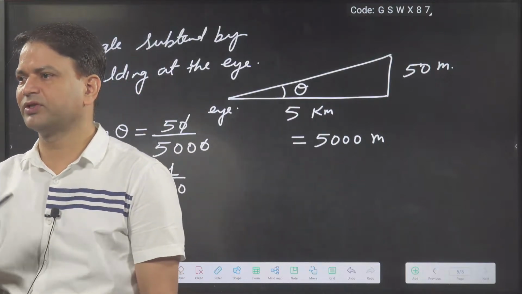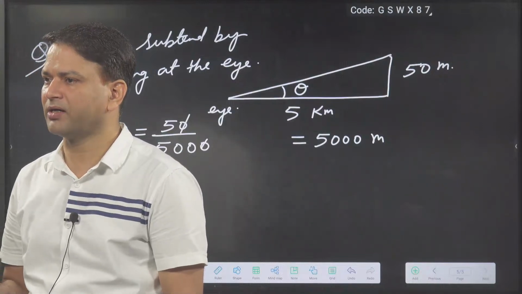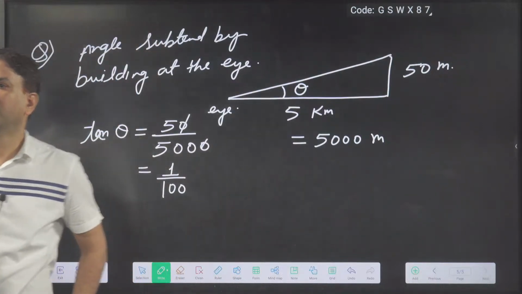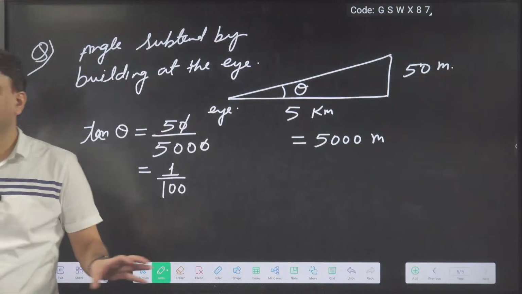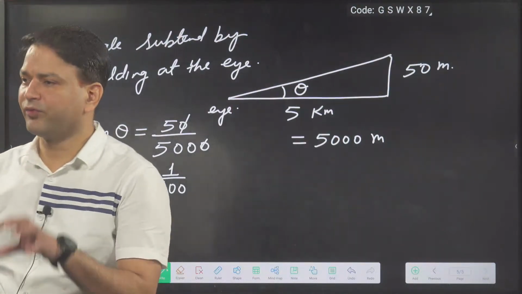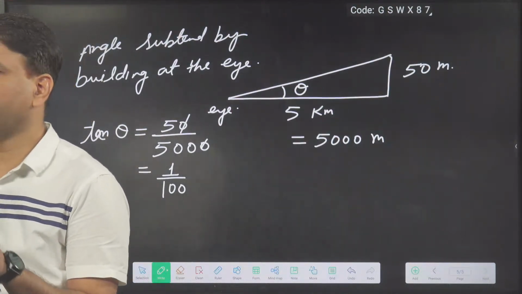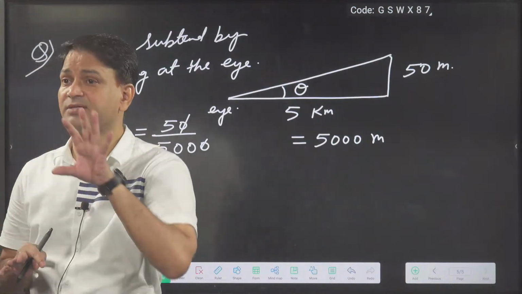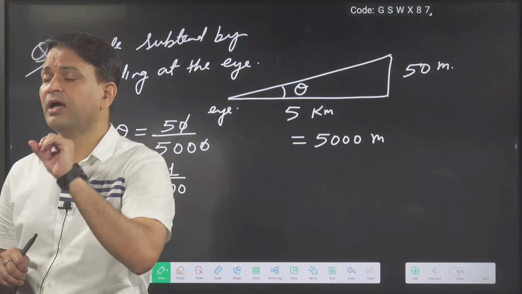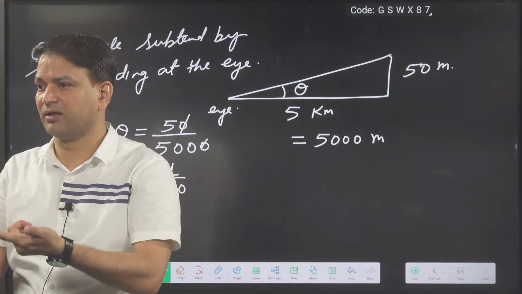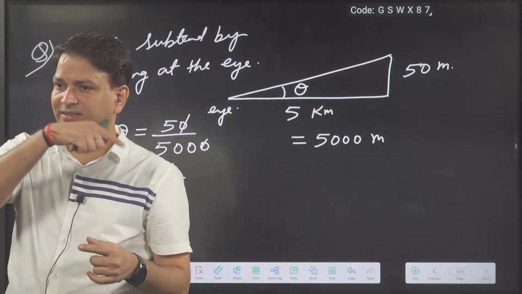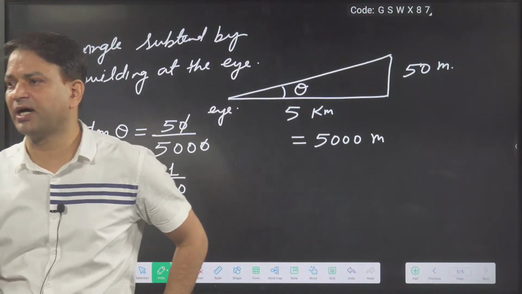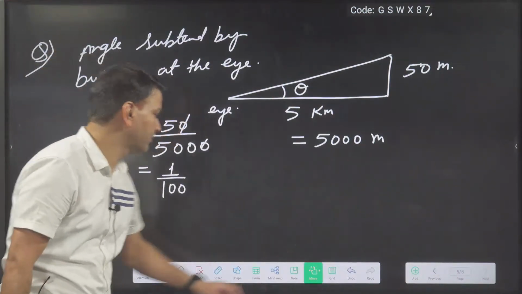Do you know which angle has tan theta equal to 1 by 100? No. Okay, but one thing we know: this theta is small. I want to find the theta, and since this theta is small, for a small angle, tan theta can be written as theta.